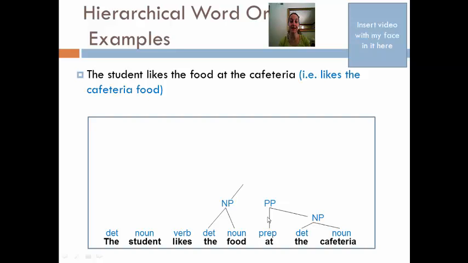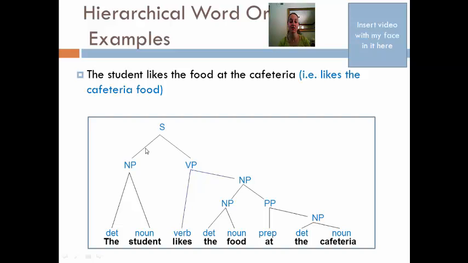And we know that a noun phrase can subsume a prepositional phrase. Remember how we said student likes the food at the cafeteria. So together this would be a noun phrase. In front of this noun phrase is a verb, right? So together would be a verb phrase. And then what's left is the noun phrase, which we join into making a sentence.